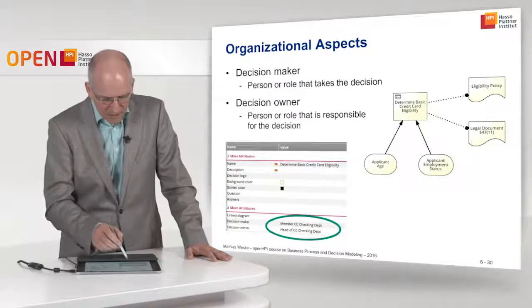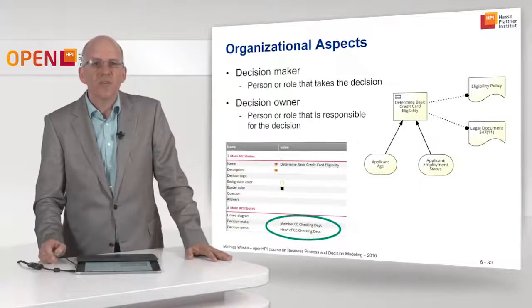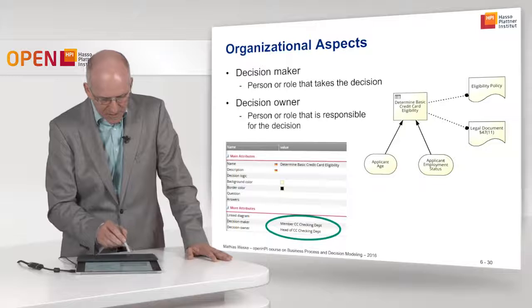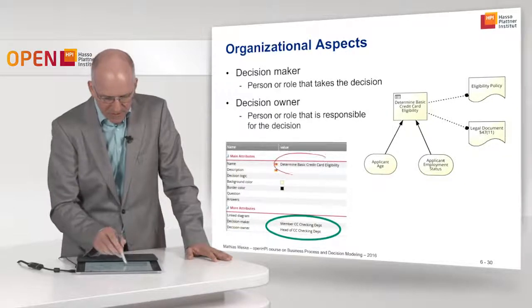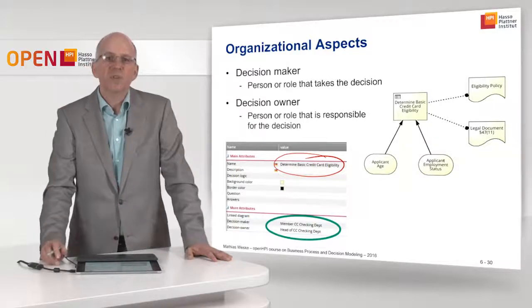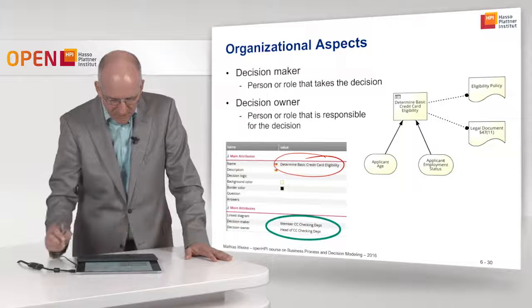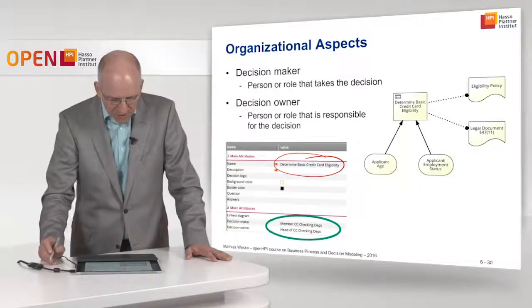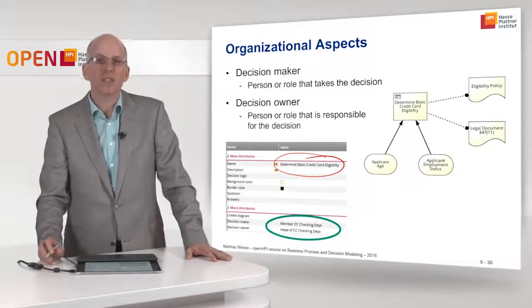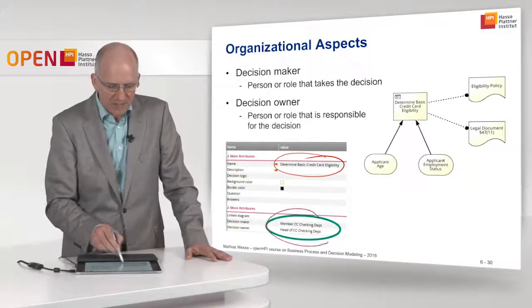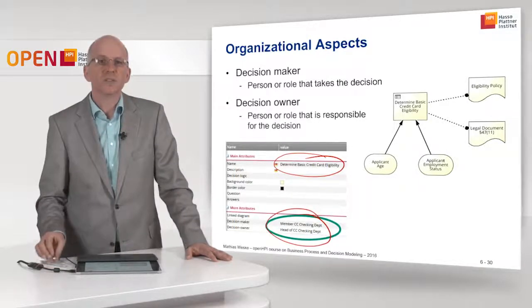We see here a screenshot of the Signavio system. Looking at the determine basic credit card eligibility decision, the decision maker is the member of the credit card checking department. The decision owner is the head of the credit card checking department. You see it here circled in the lower part of this screenshot.